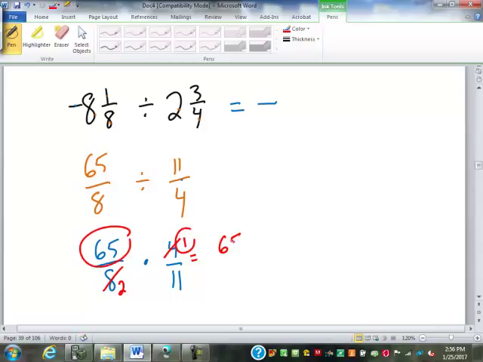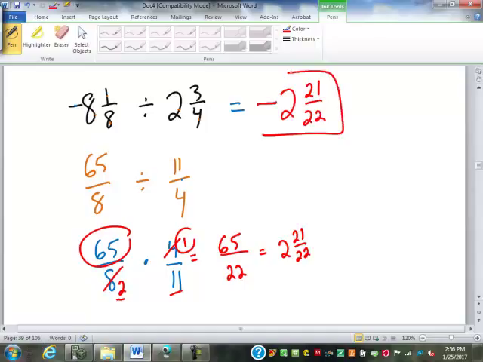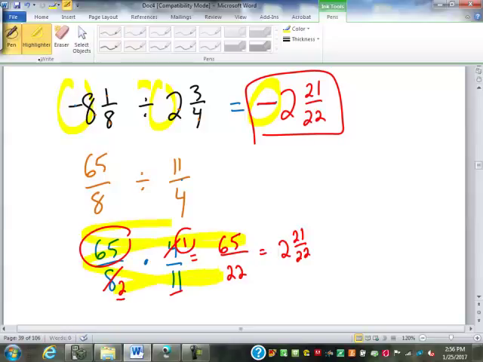65 times 1 is 65. 2 times 11 is 22. That'll reduce to 2 and 21/22. So it is a negative 2 and 21/22. So again, it's just a matter of looking at the signs. A negative divided by a positive has to give us a negative, and then just doing the operation with the number.